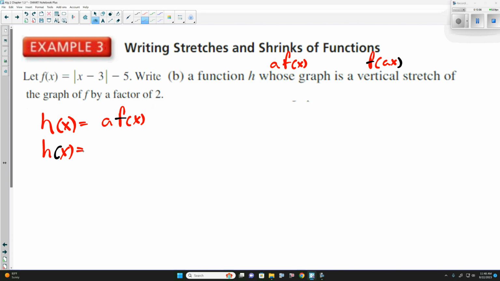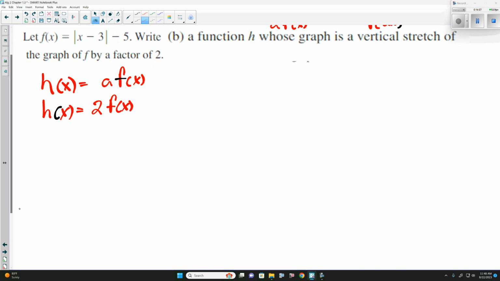Two, because how much are we stretching it by? We're stretching it by a factor of, so a is 2. Now, since we didn't mess with f of x, it's still just f of x, we can plug the function back in for it. So we have h of x is equal to 2, parentheses, absolute value of x minus 3, minus 5.